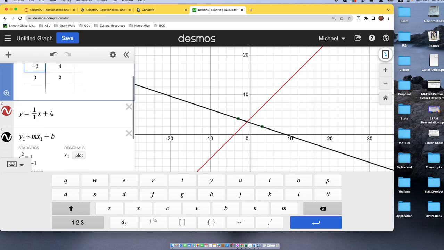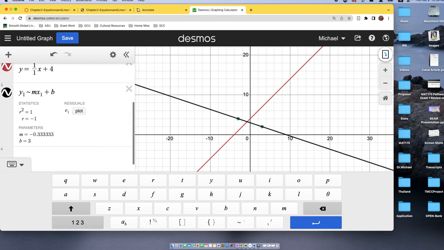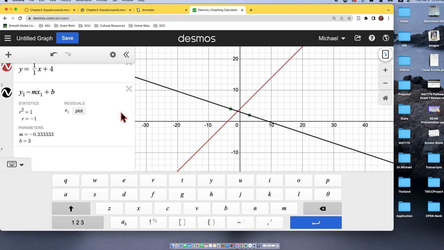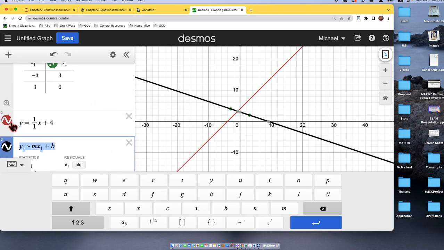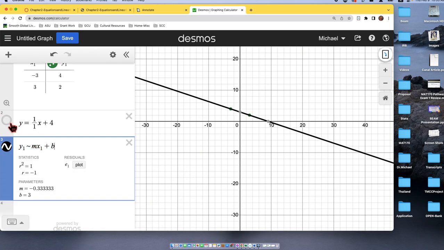It changes the line. Notice how my line changed. Now I've got a slope of negative 1/3. But this is really cool because, again, the homework, they're going to give you 2 points and ask you to find the line. All you have to do is, once you get this set up, come back here. That red line, we're not using it anymore, so why not turn it off?